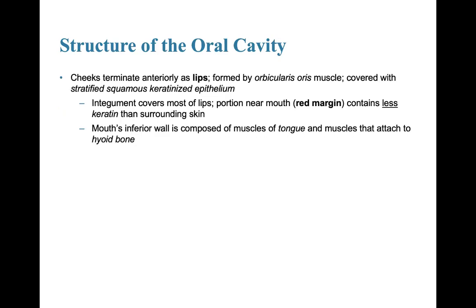The cheeks will terminate anteriorly as lips, formed by the orbicularis oris muscle, covered with stratified squamous keratinized epithelium. The integument covers most of the lips, portions near the mouth, which contains less keratin than the surrounding skin. The mouth's inferior wall is composed of muscles of the tongue and muscles that attach to the hyoid bone.